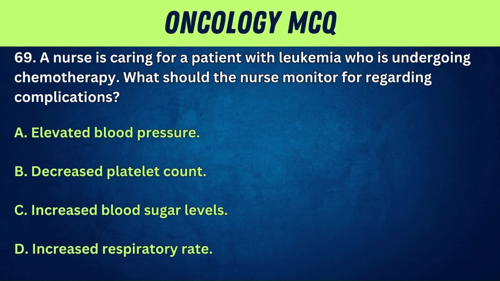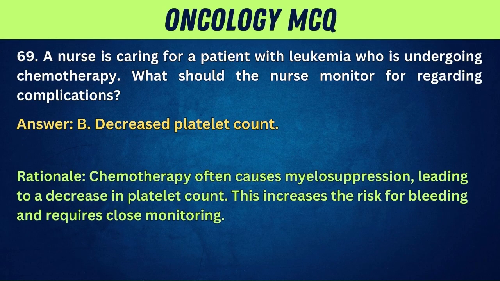69. A nurse is caring for a patient with leukemia who is undergoing chemotherapy. What should the nurse monitor for regarding complications? A. Elevated blood pressure. B. Decreased platelet count. C. Increased blood sugar levels. D. Increased respiratory rate.